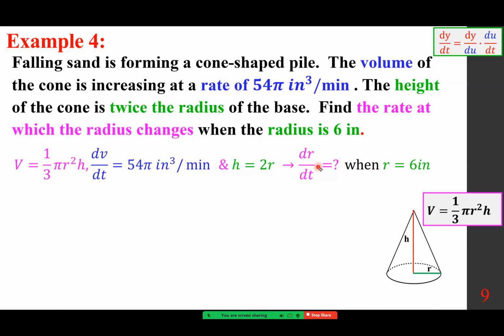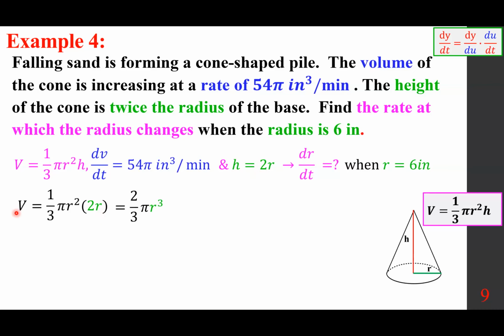However, since we want dr dt, we want to solve for r, so that we have just r, nothing else, and therefore we're going to replace the h with 2r. If the question was asking for dh dt, then you would replace the r. And how would you replace it? r is h over 2. So right now, h equals 2r. So h is replaced by 2r, and we get 2/3 pi r cubed. That's the first thing, elementary algebra.